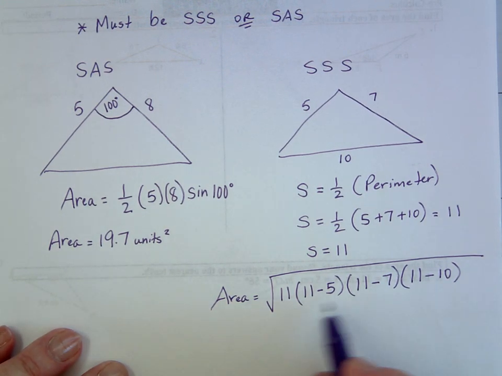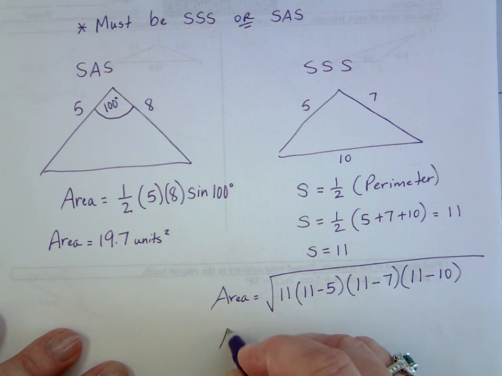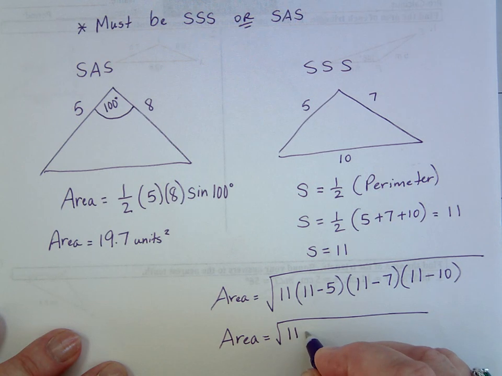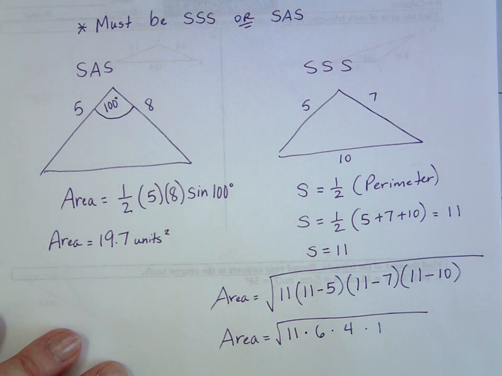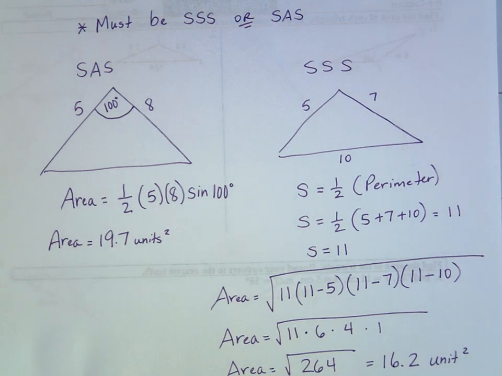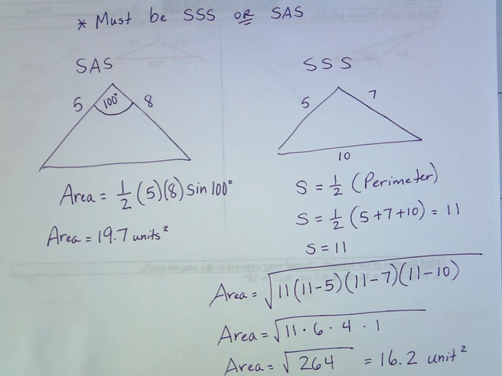And so it's really just a matter of putting all of that into your calculator. So if I make it a little simpler on myself, it's 11 times 6 times 4 times 1. And I want to take the square root of that. Well, if I multiply all those numbers together, you can check me, I get the square root of 264. If I take the square root of that, my area is 16.2. And again, I don't have units necessarily for this particular problem, so I'm just going to say units squared because it is an area. And that's how the area formulas work for this particular section.